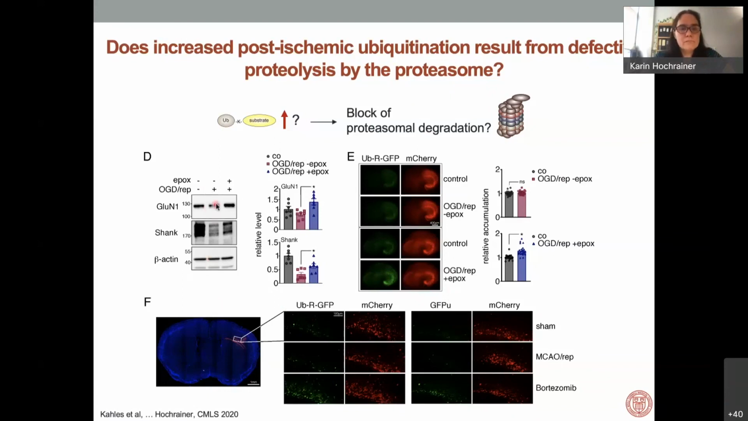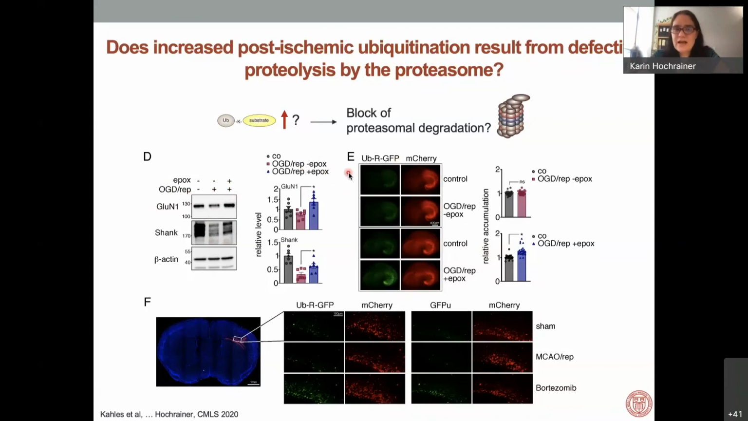So we decided to do that two ways. First we looked at proteasomal targets that are naturally present in neurons, which are GluN1 and SHANK. This is done in slices, and we exposed them to OGD reperfusion and then checked for levels of these proteins. As you can see here in the middle lane, you do see degradation of these two proteins, which can be blocked by pharmacological inhibition of the proteasome with a drug called epoxomicin. So it looks like proteasomal degradation is working just fine after OGD and stroke.